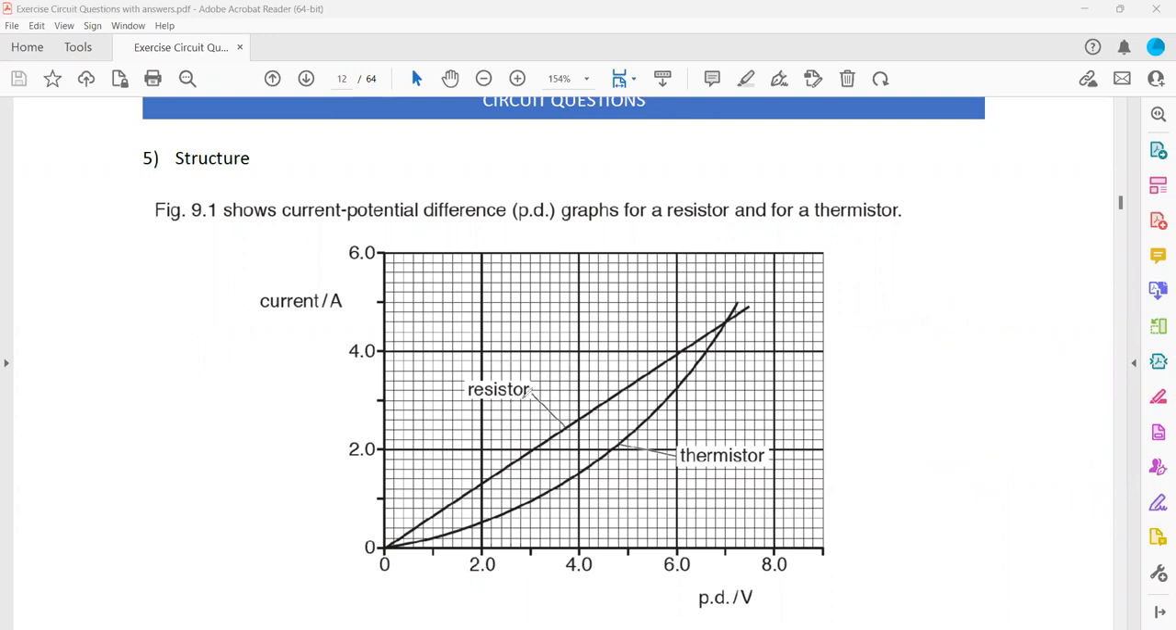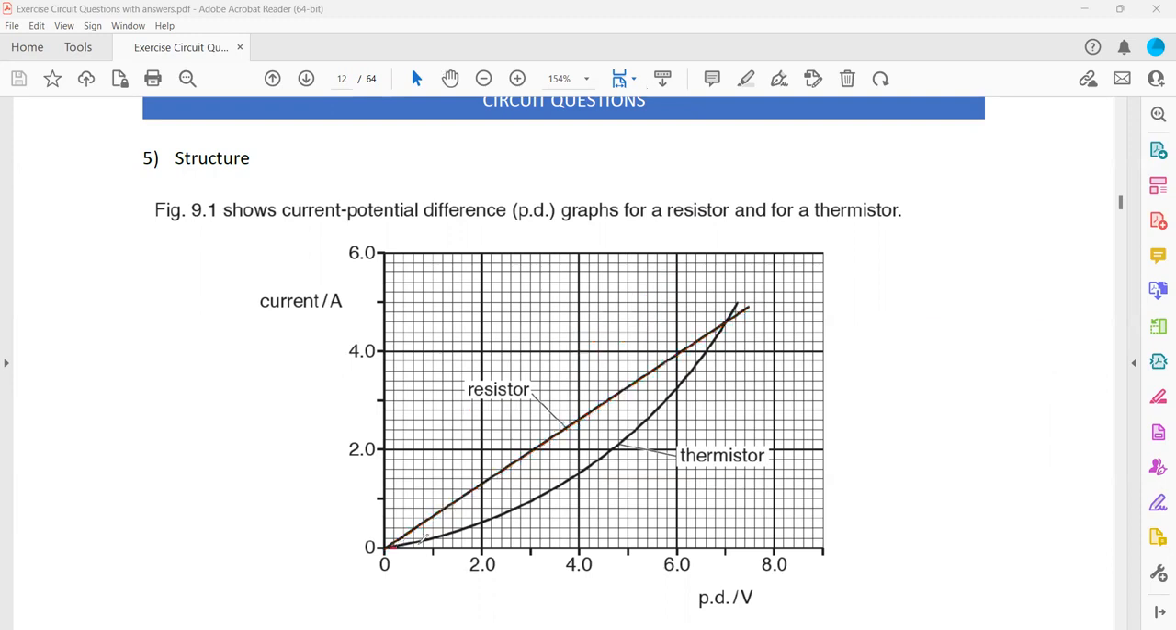So we have two components, a resistor and a thermistor. For a resistor, it's a straight line. So what can you say about the resistance of a resistor? Is it increasing, decreasing, or remaining constant? It's a straight line, so what can we say? Constant, because the slope is not changing. If the slope is not changing, it means the resistance will not change. So resistance will be constant for the resistor. But what about the thermistor?